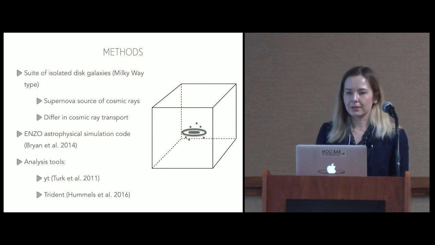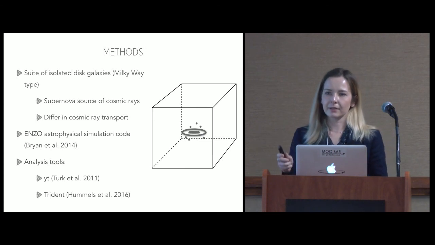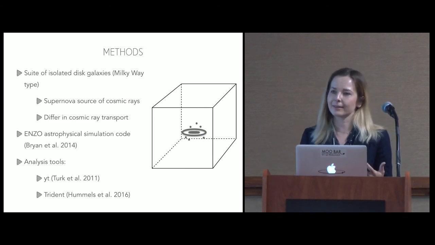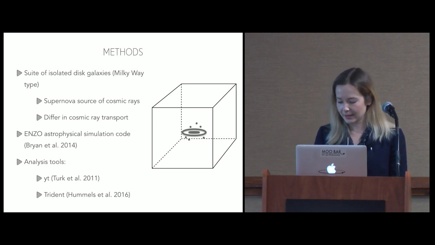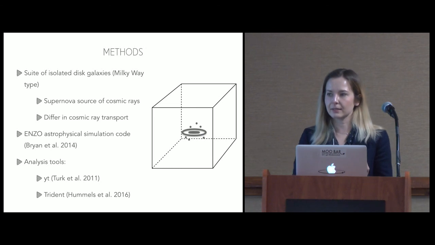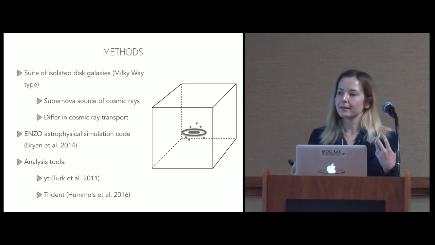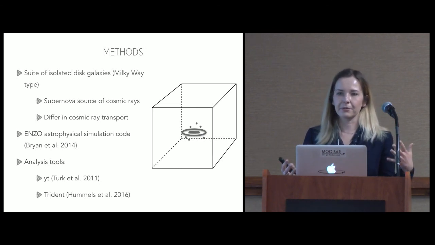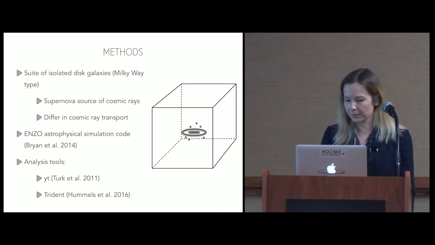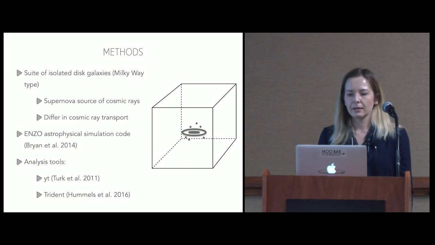And so I used the simulation code ENZO. During my year as a graduate fellow, I worked on adding the relevant cosmic ray physics to that code, and this past year I've been doing some science with it. To analyze, I primarily used yt to make most of the plots, and Trident to do basically everything with synthetic spectra, getting ionization states from the galaxy simulations.